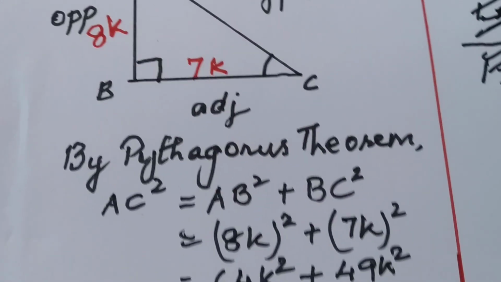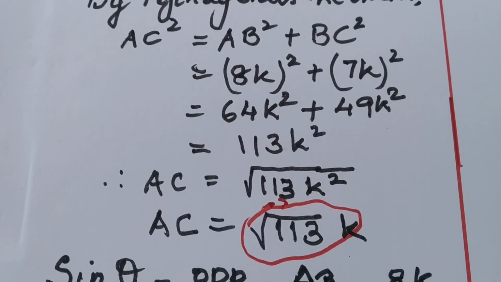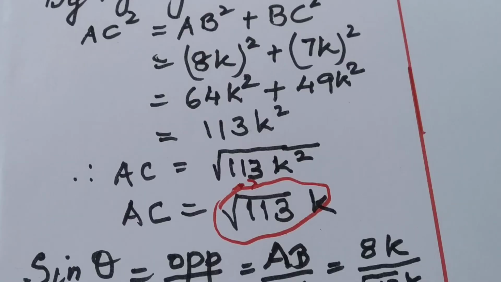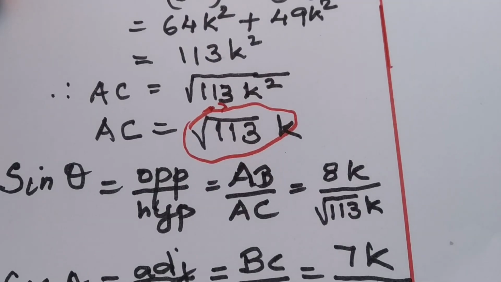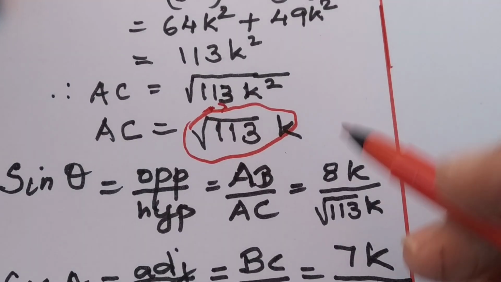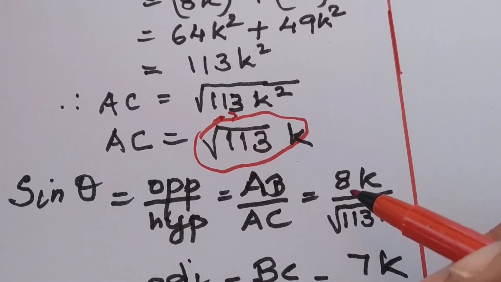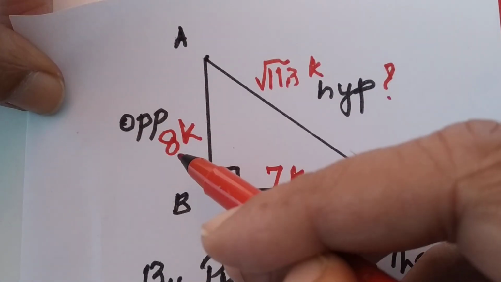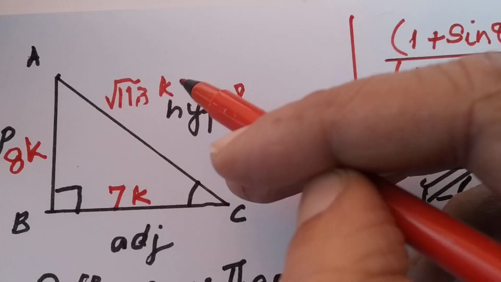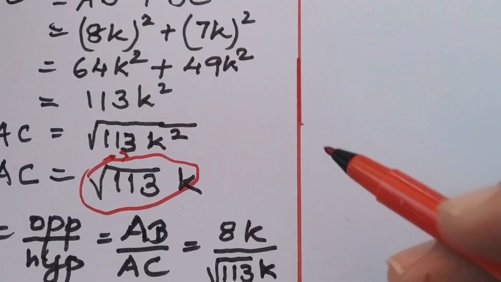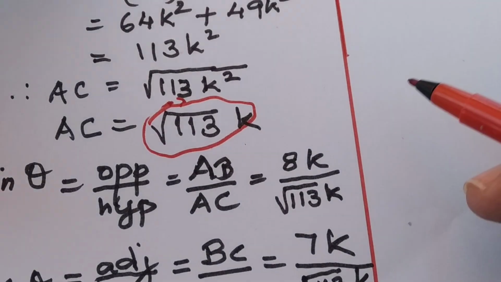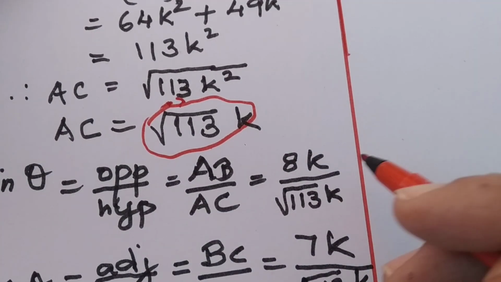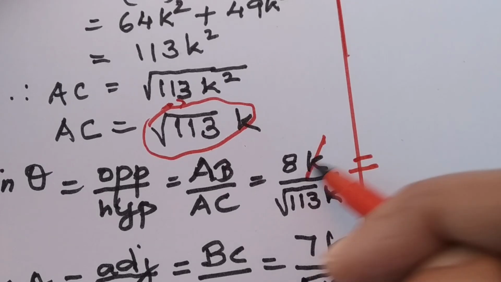Okay. So now we've got all the three sides, and we next need to find out sine and cos, because the question asks for sine and cos, right? So what is the ratio for sine? Opposite by hypotenuse is the ratio for sine, and opposite here is AB, hypotenuse is AC. So we just substitute AB as 8K, and if you look at the figure, AC is root 113K. So we write it as 8K divided by root 113K, and K gets cancelled, right?